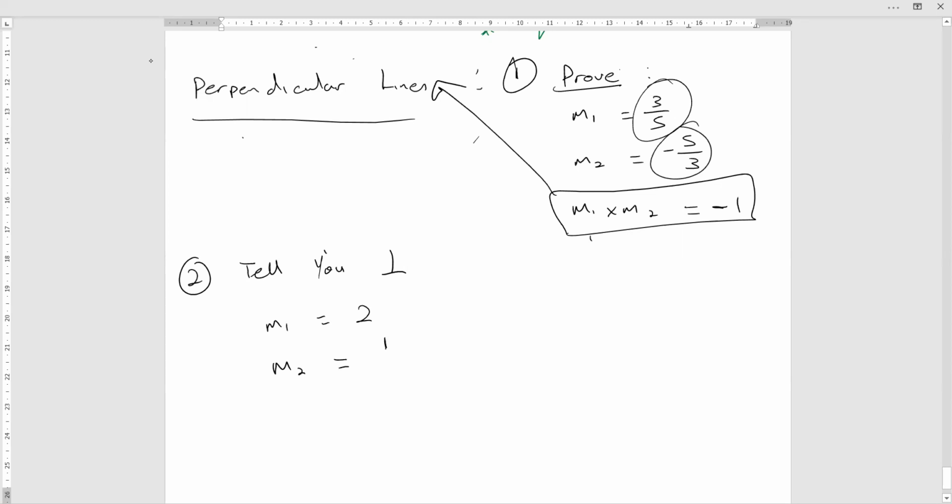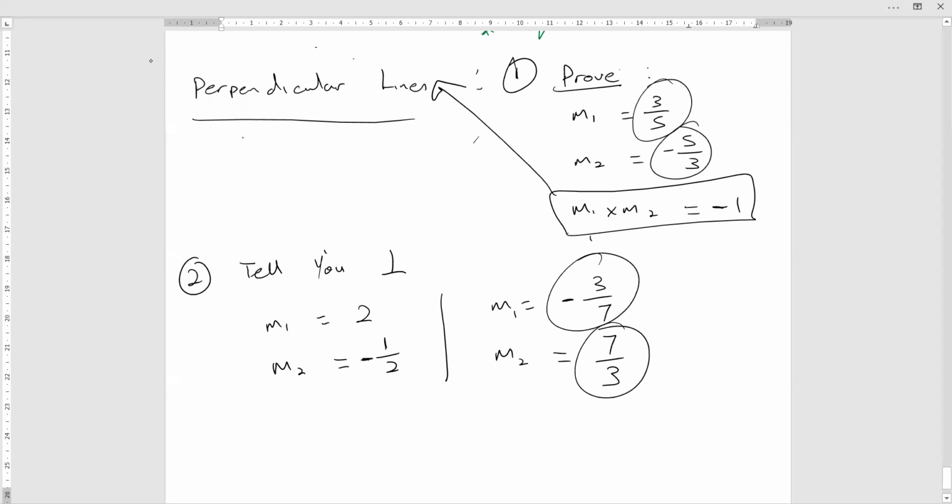If I flip 2, I will get 1/2. And you got to change your sign. So if the gradient was, say, -3/7, then the other line's gradient, because they're perpendicular, you flip, you get 7/3, and you change your sign. And if you multiply these two, you'll get -1. If you multiply these two, you will always get -1. So the theory behind perpendicular lines is that the product of the gradients is -1.